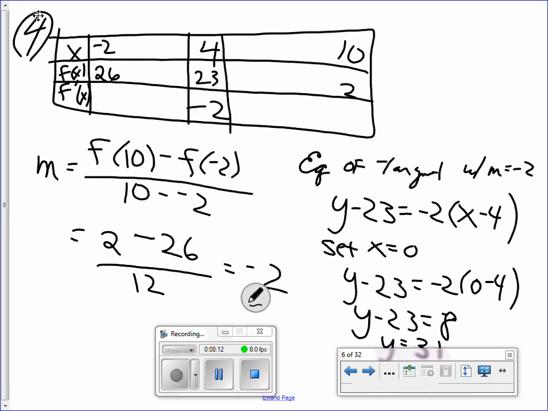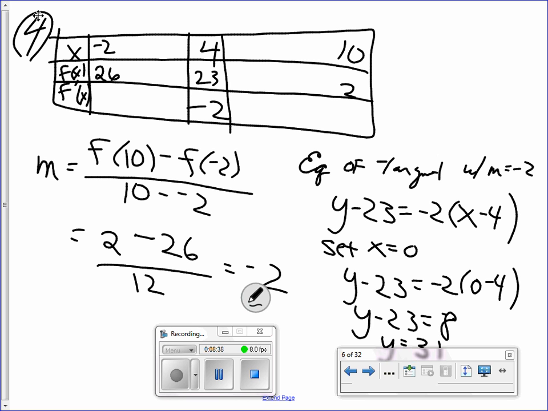And if you look up f of 10, it's 2. And f of negative 2 is 26. So I have 2 minus 26 over the change of x's, which is 12. So the slope of the secant is negative 2. You guys see where that's coming from? Okay, so that's the first thing.